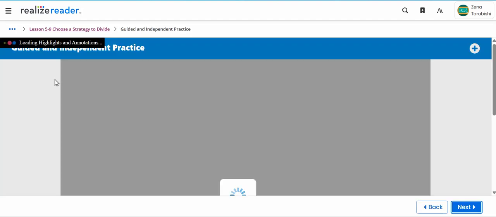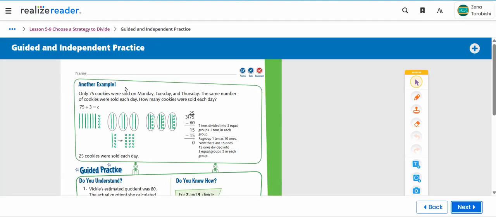Let's go ahead and begin our guided independent practice. Here's another example for you to look at. This one doesn't have a remainder.